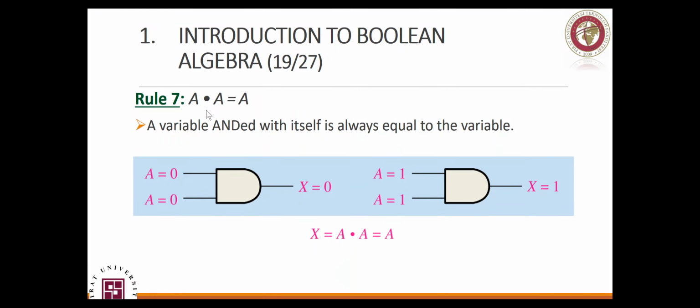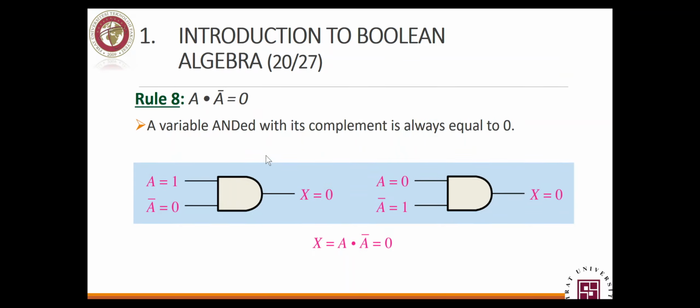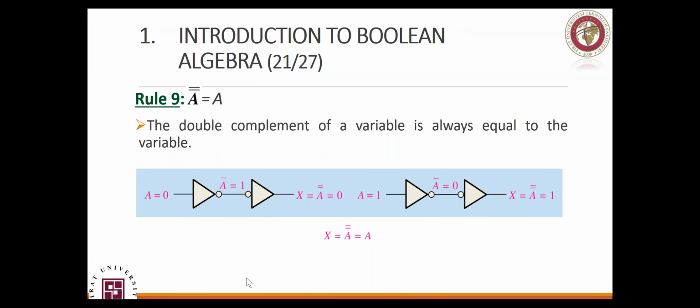ANDing A with itself takes you back to A. If it is 1, then the outcome is 1. If it is 0, it takes you back to 0. ANDing A with its complement always takes you to 0. Why? Because if this one is 1, then this is 0. If this one is 0, then this is 1. Either case will take you to 0.